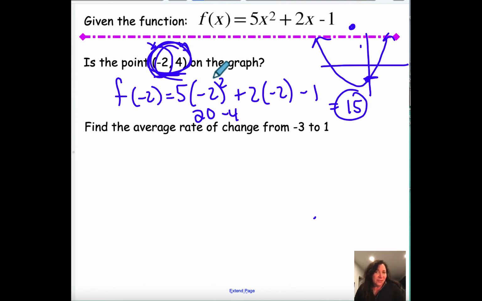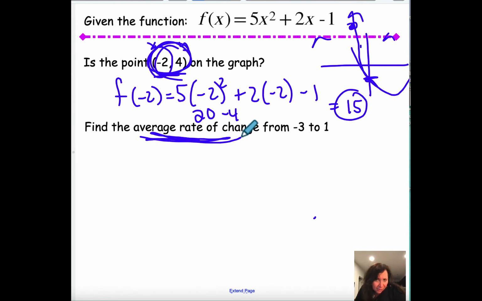No, it isn't. And actually the point -2, 15 is, so that brings me to believe that my graph actually looks more something like this, right? It probably comes up like this, like that. So -2, 15, that kind of looks like that. Okay, second, I have to find the average rate of change. They want to know what is the slope from -3 to 1.